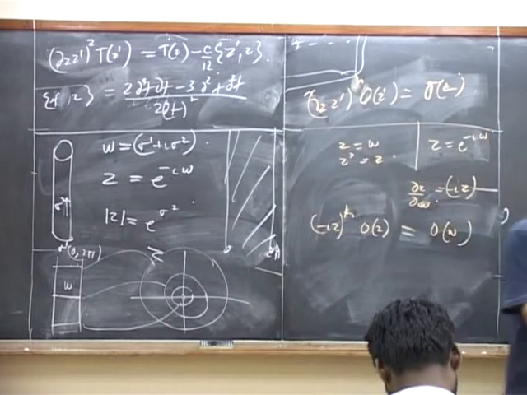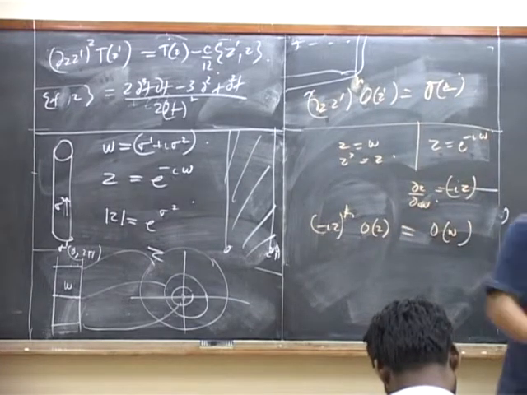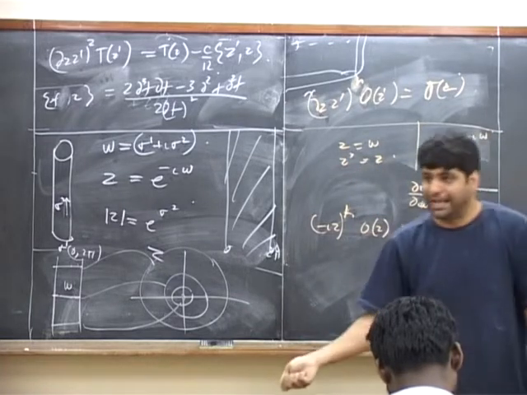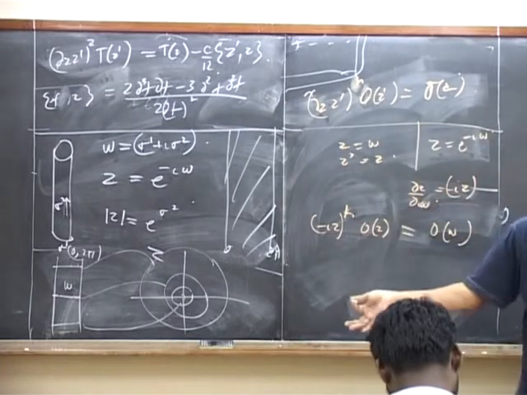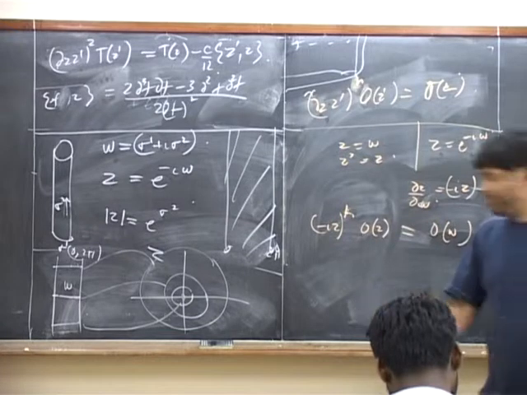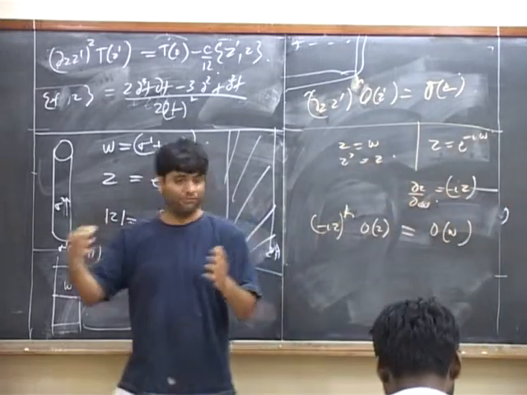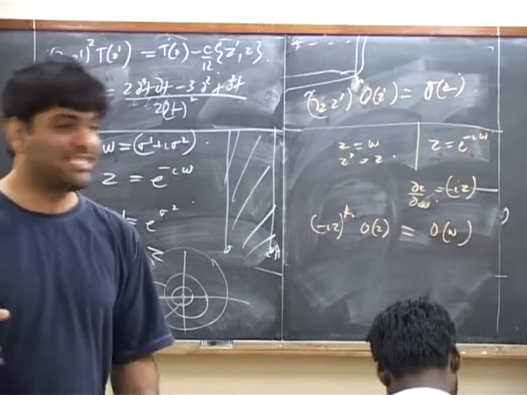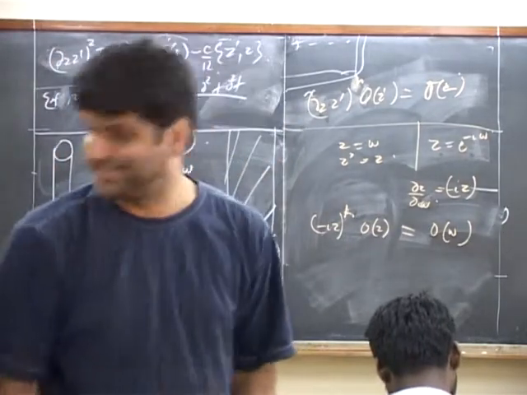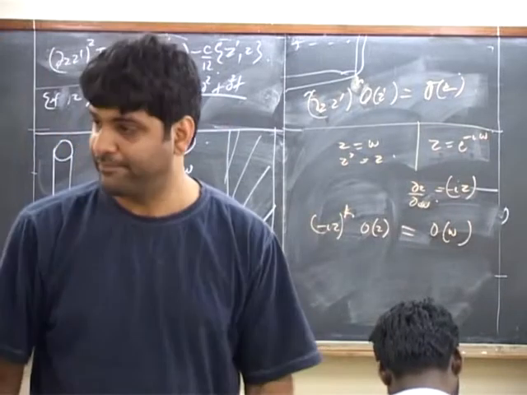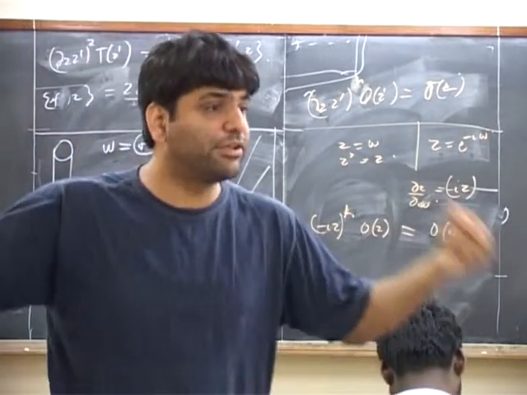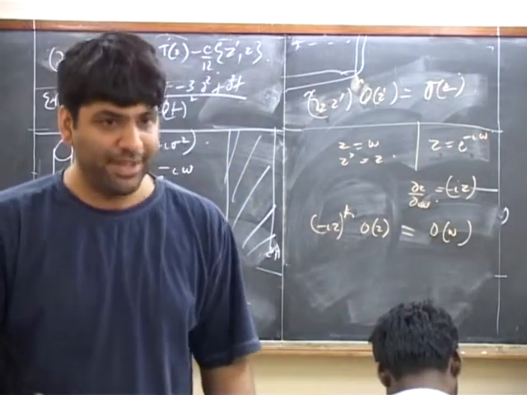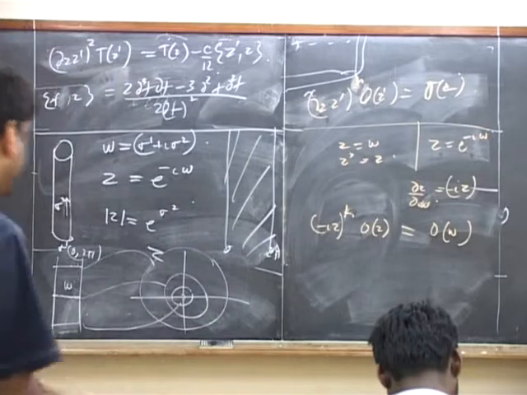An insertion of an operator in the W plane would transform as an insertion of an operator in the Z plane if the operator was a primary. Suppose you were doing a path integral over dx, and you inserted some operator which was some function of x in the W plane. In order to get the same answer for the path integral, you have to insert a different operator in the Z plane. What is that different operator?